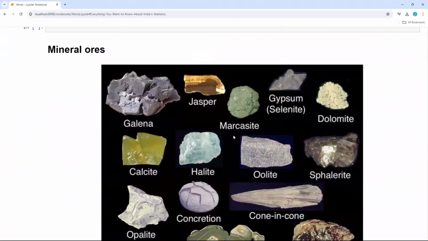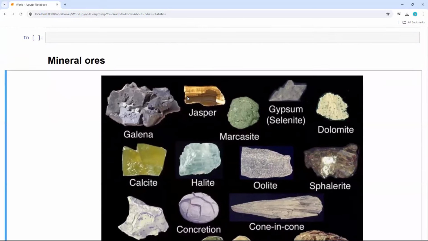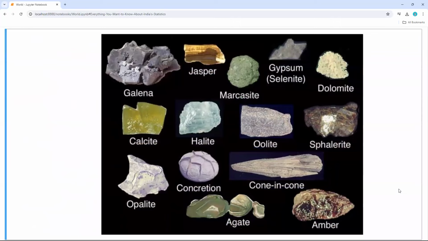Okay, so the next thing is mineral ores: what kind of minerals are available in India, what kind of ores we have, like coal, manganese, jasper, gypsum, dolomite. What kind of ore mines do we have in India? This data set will give me details about these mines.